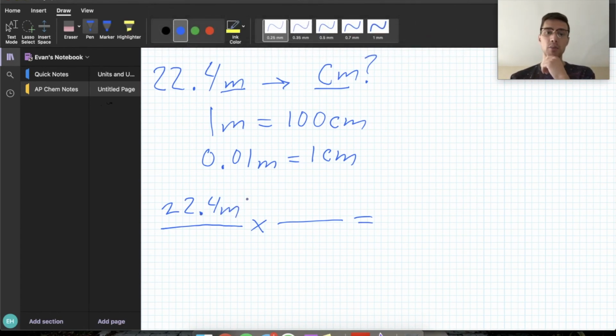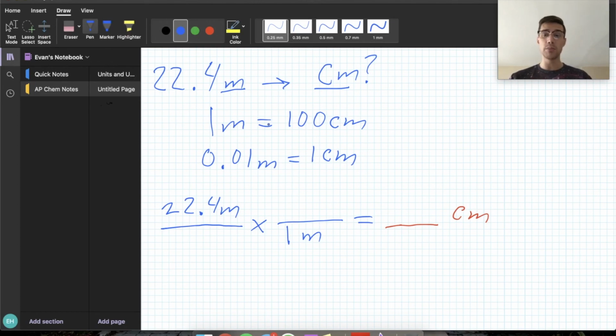Now again, because we don't want meters in our final answer, you should always use this conversion, whichever one of these you're going to use, and put the unit you started with on the bottom of the second fraction so that we can make sure we cancel it out, because we don't want it in the end, right? We want an answer that comes out in units of centimeters, okay? So I'm going to put my 1 meter on the bottom down here so that my meter units will cancel out, because I have one on the top, one on the bottom.